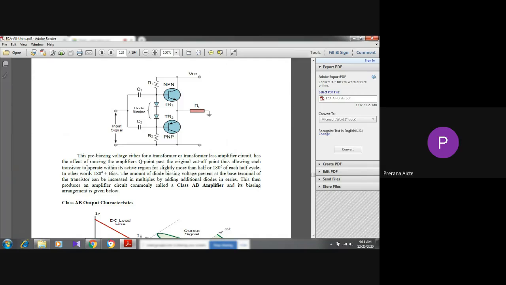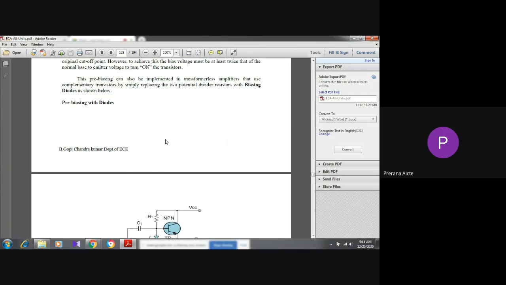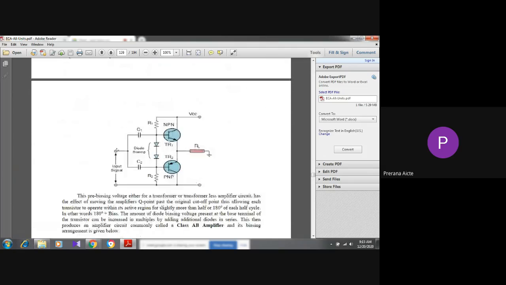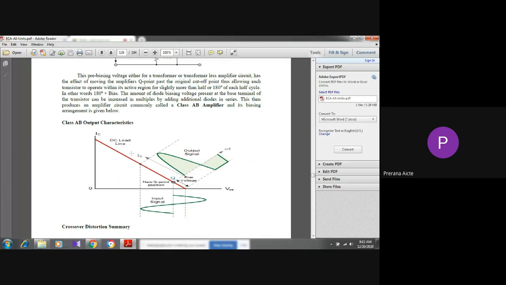This then produces an amplifier in class AB, which I already explained. So in class B, generally we use these two resistors. In place of these two resistors, we use diodes. This is class A. And these are the class AB output characteristics.